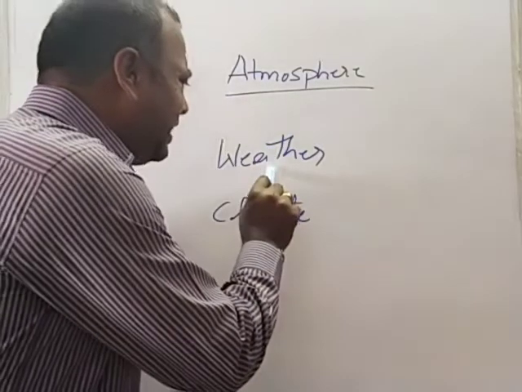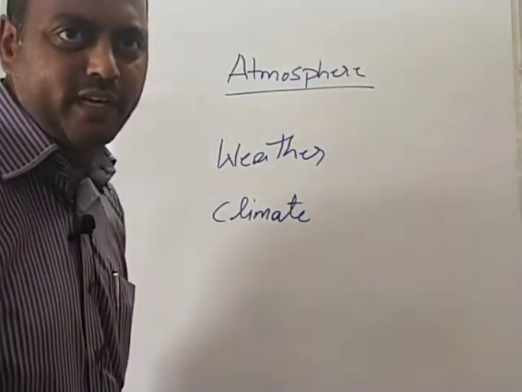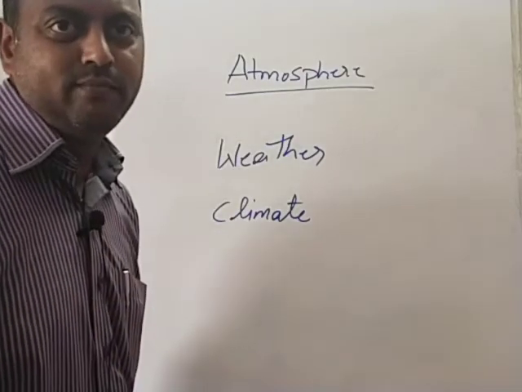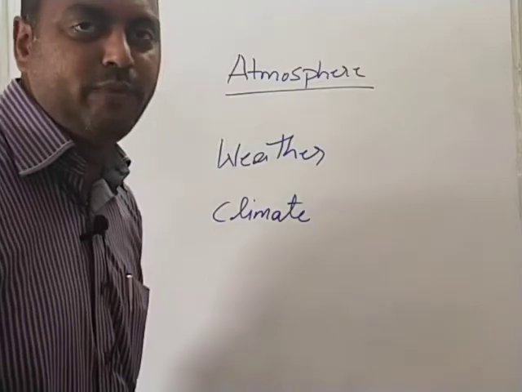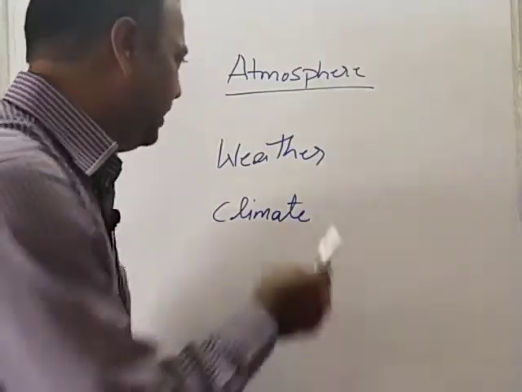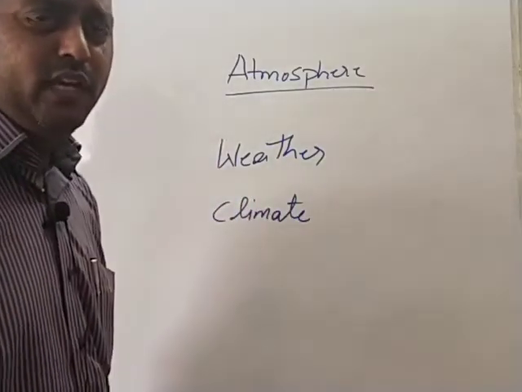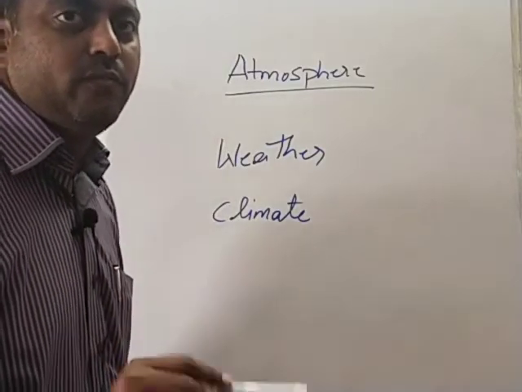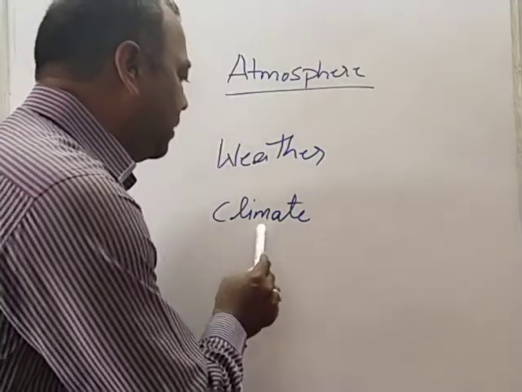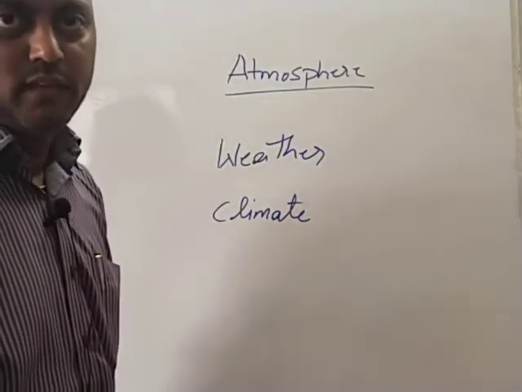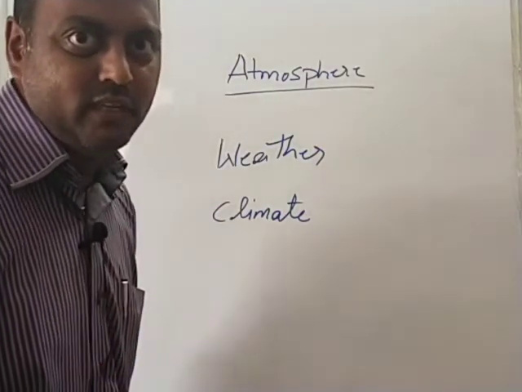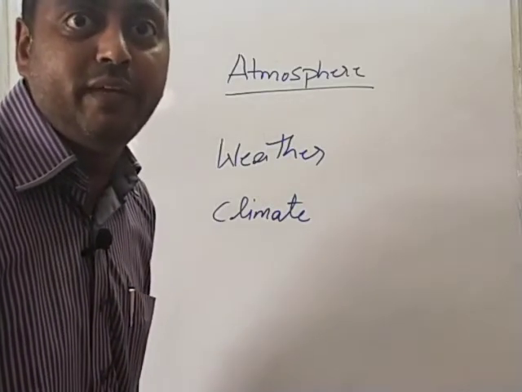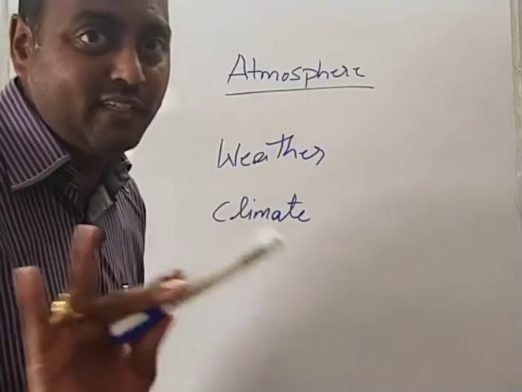Then what is expressed for a shorter period of time? When you express the temperature of a place, the pressure of a place, the rainfall of a place for a shorter period of time, it is called weather. If the same atmospheric variables are expressed for a longer period of time, it becomes the climate of a place. The weather changes even within a day. Morning it was sunny, and by afternoon it may be rainy. That's the weather. It's not the climate.